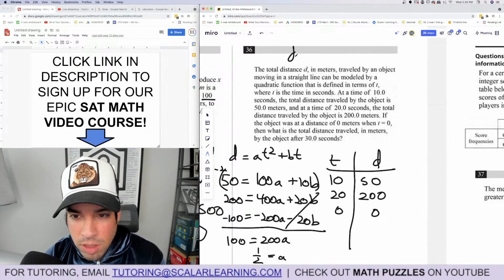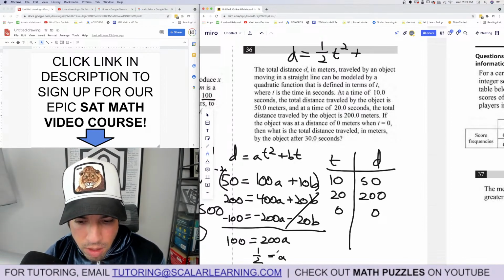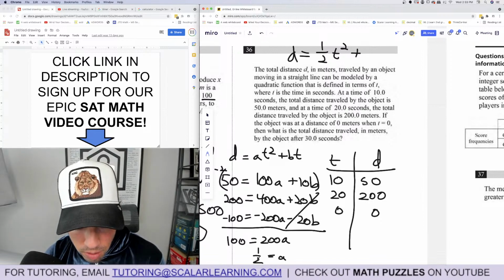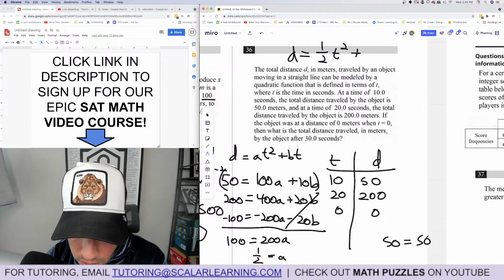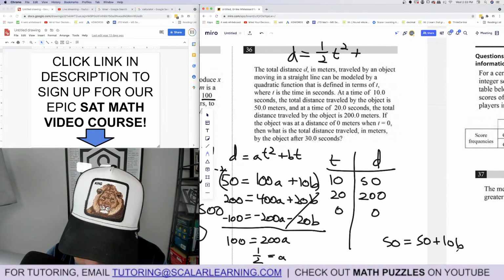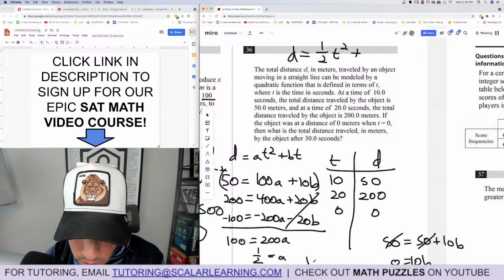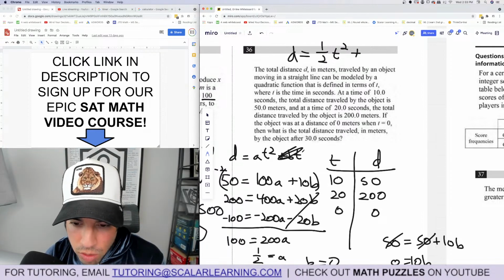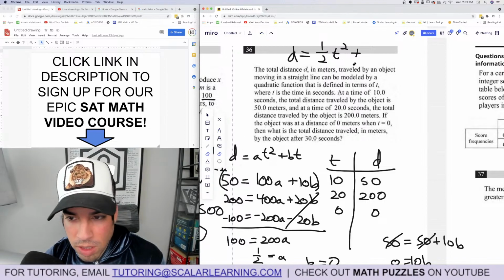Okay, so then D equals 1/2 T squared plus, and then we need to figure out what B is. So I'll plug it into this top one, why not? So A equals 1/2, so 50 equals 1/2 of 100. 50 equals 50 plus 10B. Cancel those out. 0 equals 10B. B equals 0. Well, that's nice. So that just goes away. So then this one is just nothing.